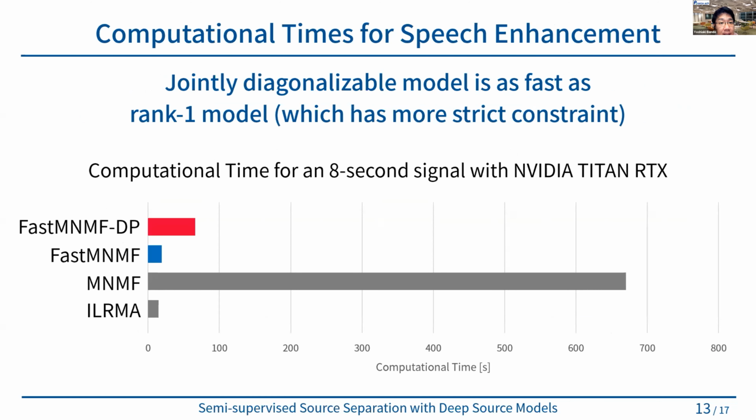And I then describe the computational time of the methods. We measure the computational time for enhancing an 8-second speech signal by using an NVIDIA Titan RTX GPU. The computational time of FastMNMF is drastically reduced from the MNMF and comparable to the ILRMA. And also, the time for FastMNMF-DP is increased from the FastMNMF. This value is reasonable to obtain higher enhancement performance.